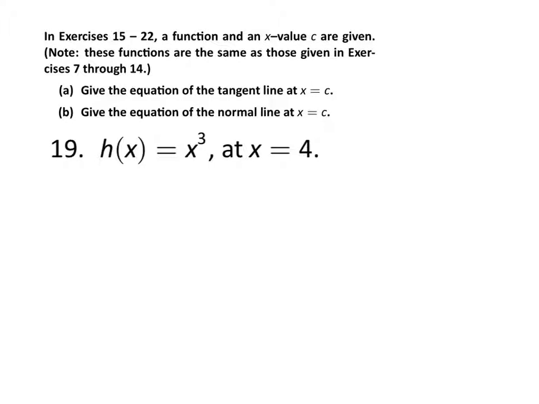Hi, this is Mrs. Villette, and in this video I will show you how to find the equation of a tangent line to a function at a particular place and the equation of a normal line. So we're going to do an example with x cubed at x equals 4, and to start we need to find the derivative function. So I need to find h prime of x.